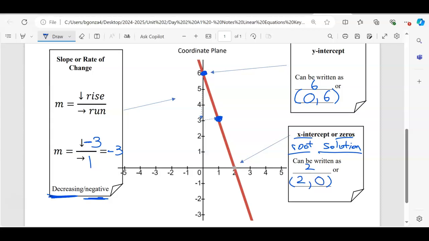Okay, that's about it. All the stuff we just saw is what you're going to be doing on this practice. So keep that out as a guide. You should be able to find slope, y-intercept, and x-intercept. All right. Go ahead and get started, please.